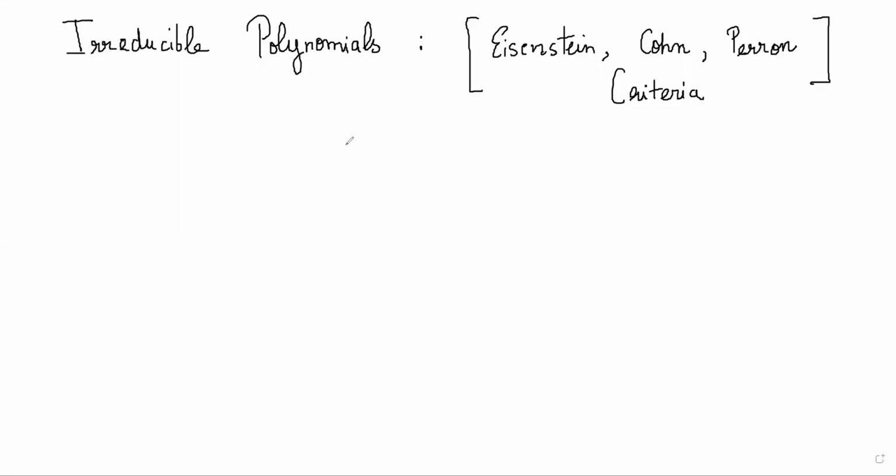Hi, welcome to this lecture in our theory of equations course. This is an important topic where we talk about irreducible polynomials. We'll also be looking at several criteria by which you can decide if some polynomial is irreducible or not. There are Maths Olympiad questions which test your knowledge of this principle. So let's get into it.